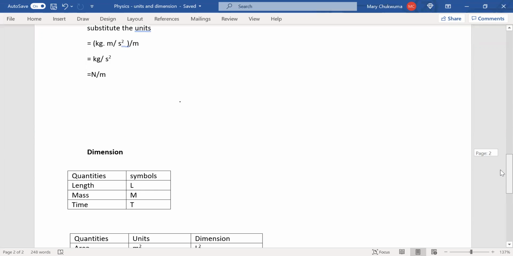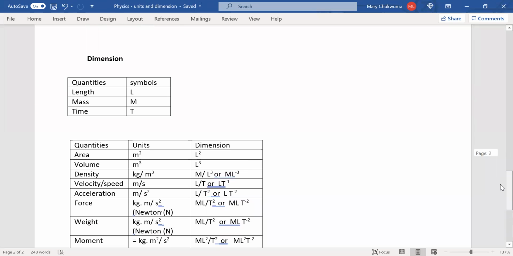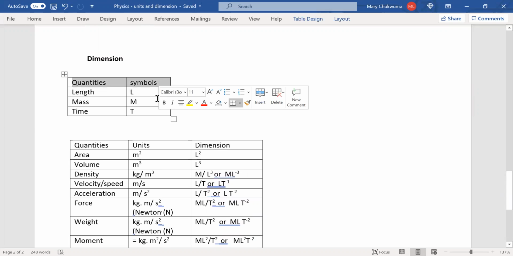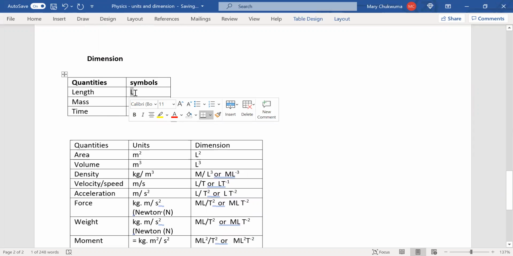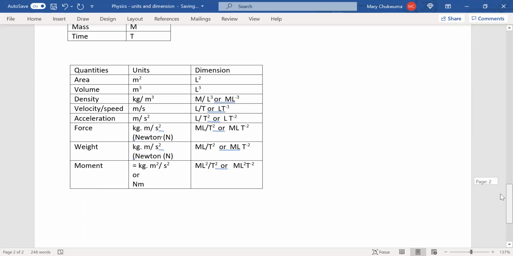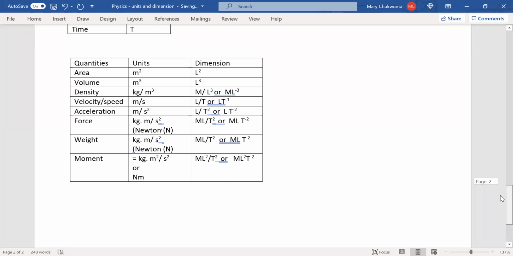Okay, so the second section of this tutorial will be dimension. Now, dimension is basically the expression of all the quantities in terms of the length, mass, and time. So notice that length here is represented as L, mass is represented as M, and T represents time. Okay, so you have L, M, T. Okay, so let's convert what we've done above into dimension.